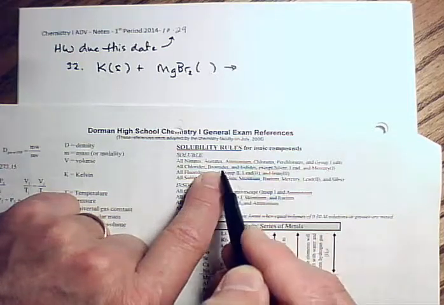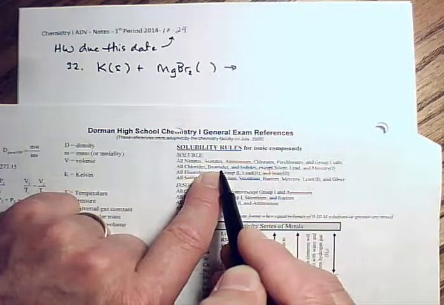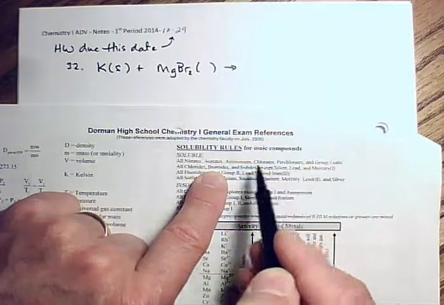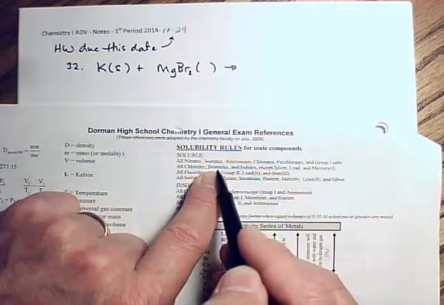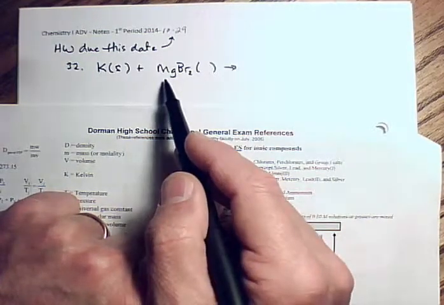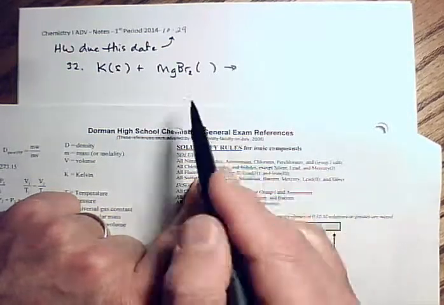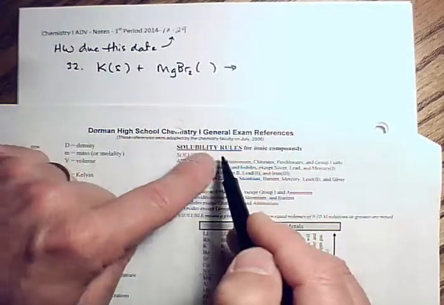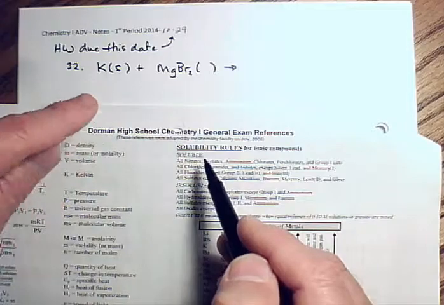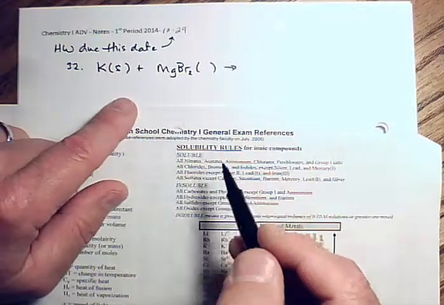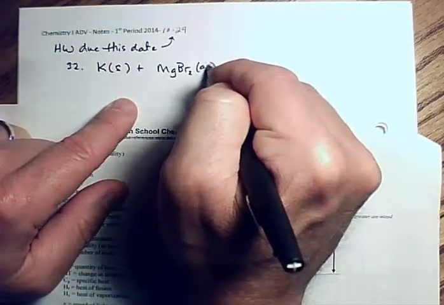So silver bromide would not be an aqueous compound. It would be solid. Lead bromide would be solid. Mercury(I) bromide would be solid. But this is not any of those three. It's not silver, lead, or mercury. So this is soluble. And since there's water around, we said that this is taking place in a water environment, this is going to be aqueous.